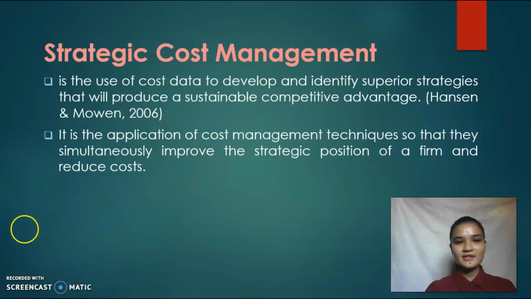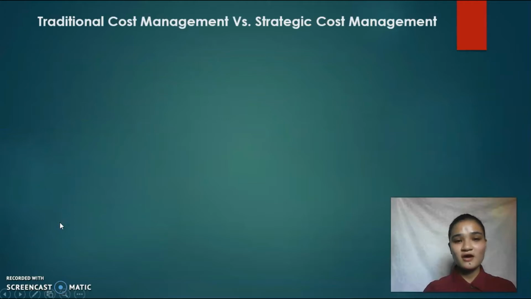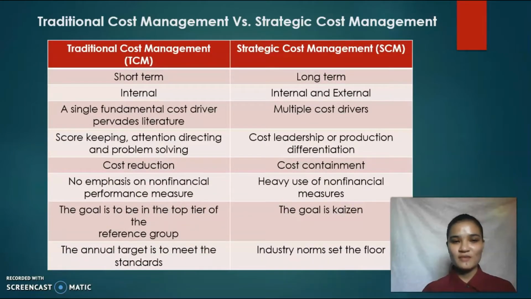So let's go now to traditional cost management. When we say traditional cost management, it is used to determine the cost of making products to make profit, and it is an allocating of overhead manufacturing cost. To further understand the difference of the two, these are the information.